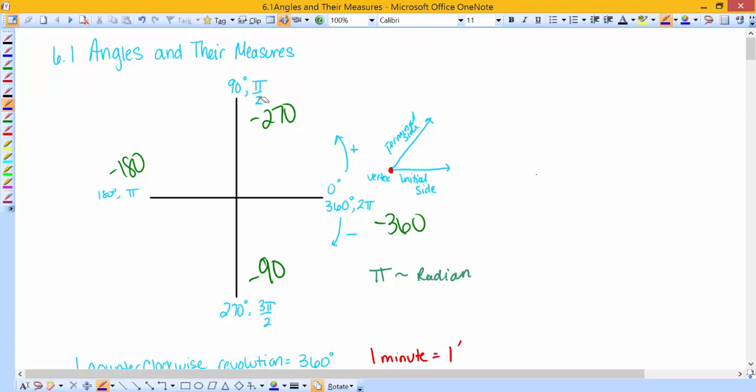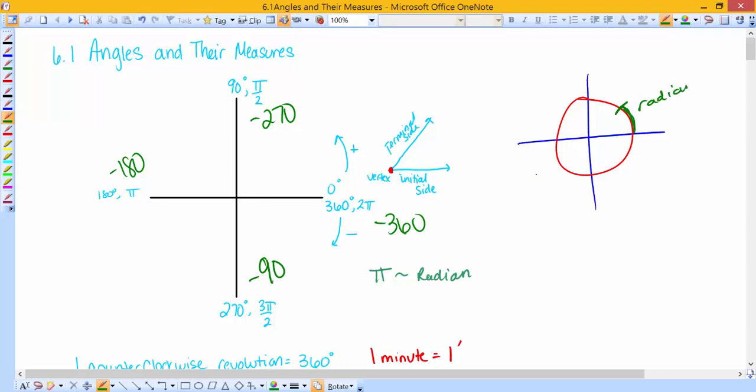Along with the angle measures in degrees, there's also radians. Radians is the distance that you're actually traveling on the circumference of the circle. So if I have a coordinate plane and I have a circle here, and let's say I'm only going to walk from here to here, that distance is your radian. That is that chunk of the circumference. Hopefully some of these terms are familiar to you.